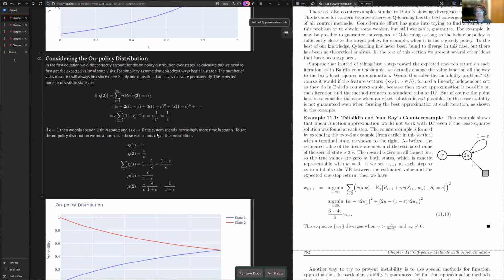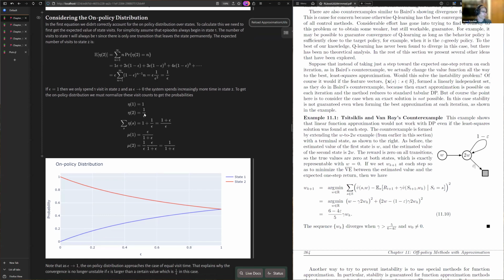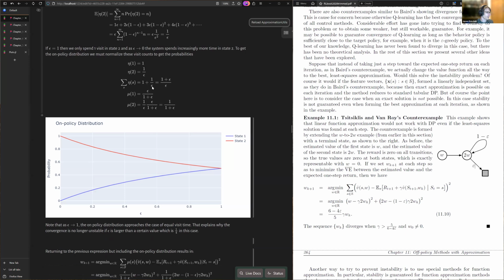So if we want to figure out what mu is, mu is the probability distribution over the states. We take the expected visit count and divide it by the sum of the visit counts. Here we have 1 and 1 over epsilon. The sum is given by this expression, 1 plus epsilon over epsilon. To calculate the probability of each state, for the first one, we just have the inverse of this because the visit count is just 1. And for the second state, we have 1 over epsilon times this inverse. So you end up getting these two expressions.